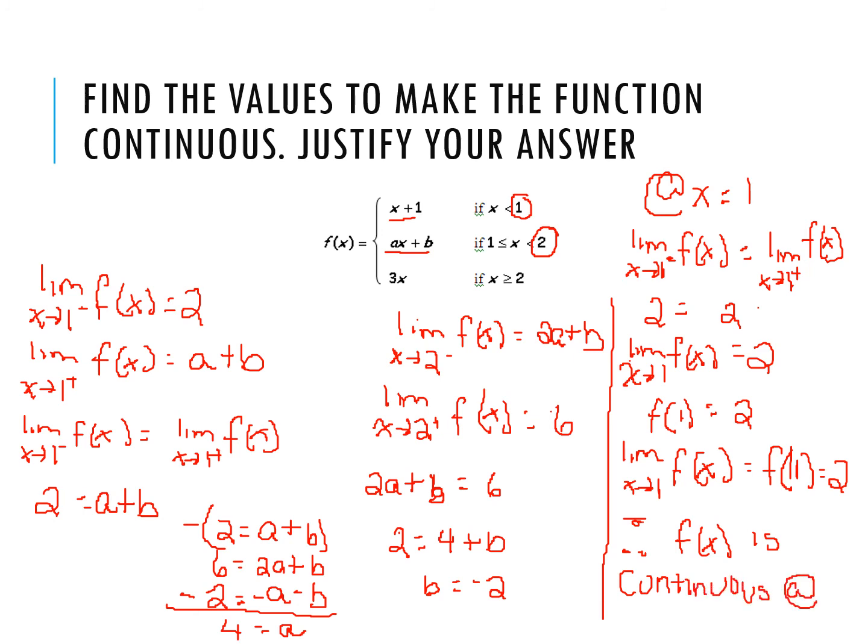at x equals 1. And then we'd have to do the same thing for 2. So you have to prove that exact same thing for 2. I ran out of space, so we're not going to do it at 2, but that's how you would do that. All right, let's try another example.